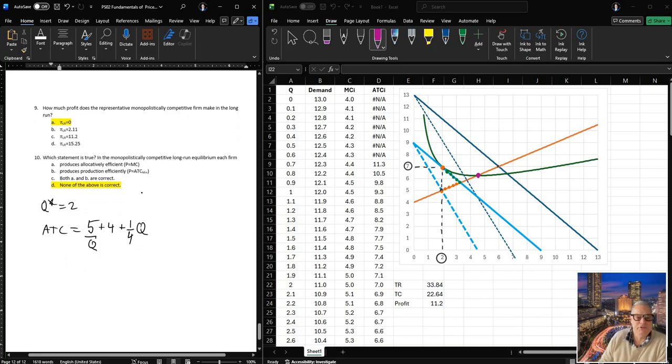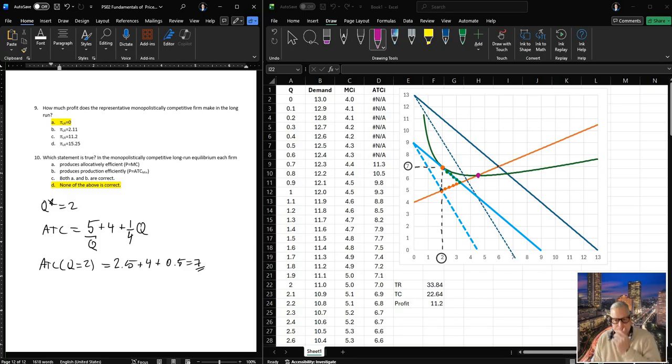But the good thing is, if we plug in 2, we should actually get 7. So let's see, ATC when Q equals 2: 5 over 2 is 2.5, plus 4 is 6.5, plus 1/4 Q, a fourth of 2 is 0.5. So we indeed get 7. Okay, so now we know that the long run equilibrium price is 7.